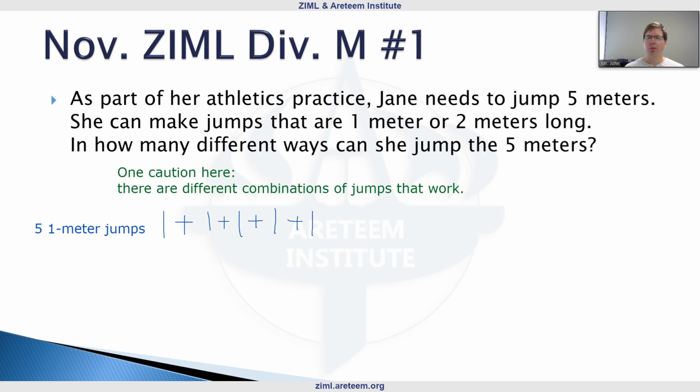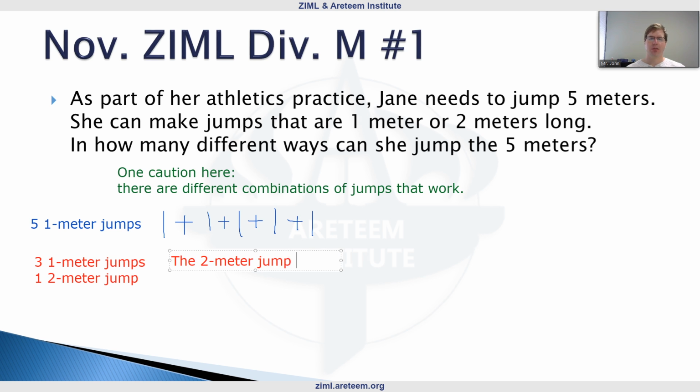Now, what are some other possibilities? She could, of course, do a 2 meter jump and some 1 meter jumps. So we could have 3 one meter jumps and 1 two meter jump. What do we need to be careful with in this scenario? What is the worry we have here? The issue is the 2 meter jump can take place anywhere.